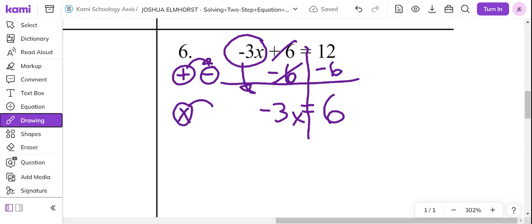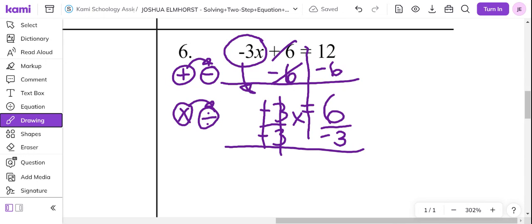There's multiplication, so we're going to divide to solve. And we have a negative, so we need to divide by that negative to remove it. So divide by negative 3, divide by negative 3. 3 divided by 3, negative divided by negative. Those are all going to cancel. Now we're left with x is equal to negative 2.